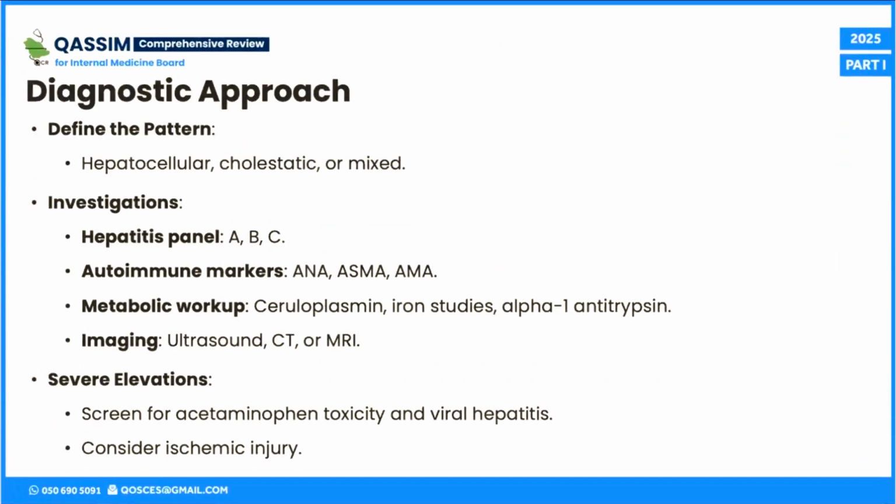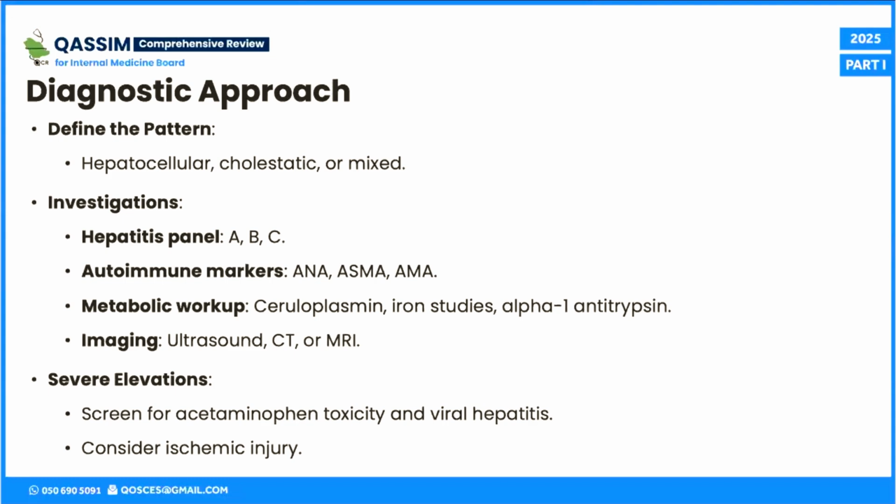So the diagnostic approach, first you define the pattern of the derangement of liver function tests. You go with the R ratio. I recommend that you routinely use the R ratio whenever you are faced with derangement of liver function tests. This will make your life easier, and it will make the approach much simpler and your decision more clear and more confident.